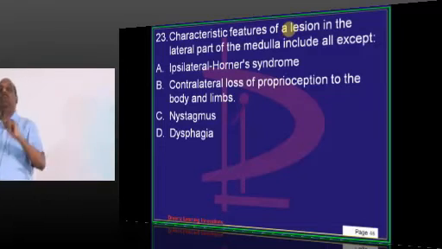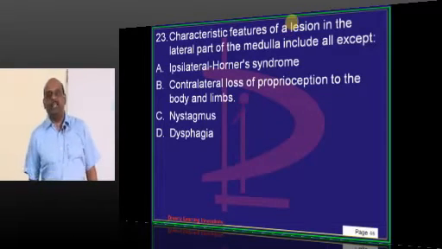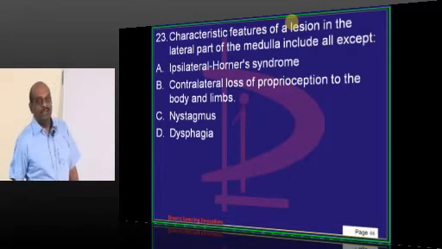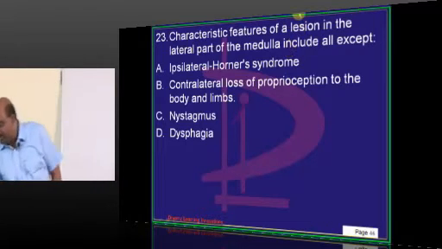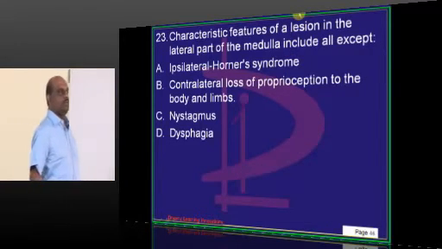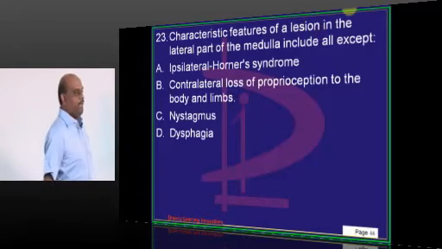Now, lateral medullary syndrome, what is not seen? Come on, we already discussed. What passes through the lateral medulla? Question number 23. Come on, quick answers. Uday?